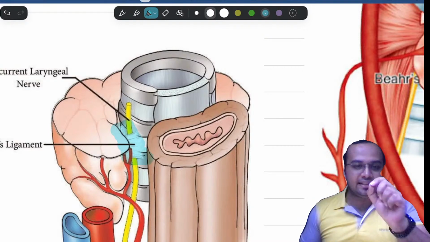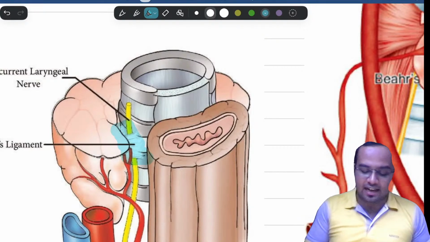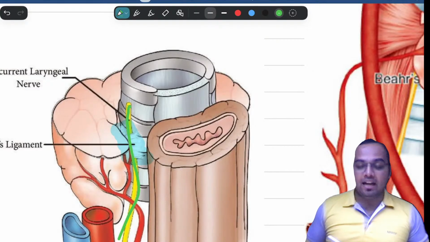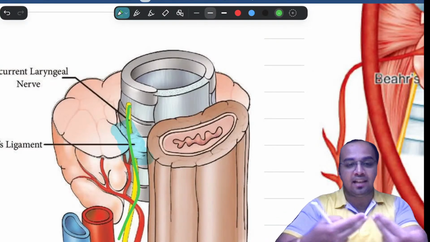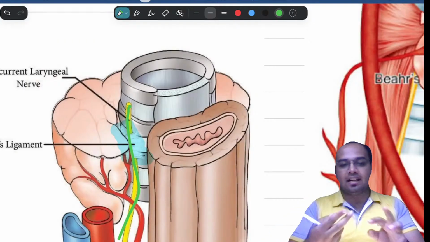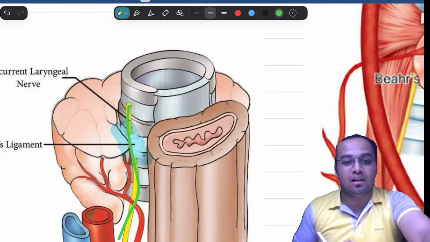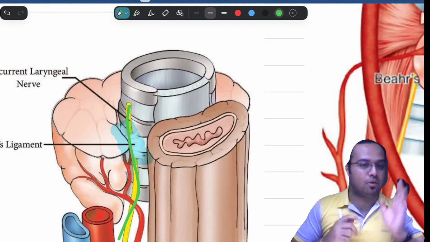Deep or posterior to this condensation of the pretracheal fascia runs your recurrent laryngeal nerve. So it is very important that when you are dissecting the gland off the trachea and cutting the Berry's ligament, the patient might land up with vocal cord palsy because you are going to damage the nerve.